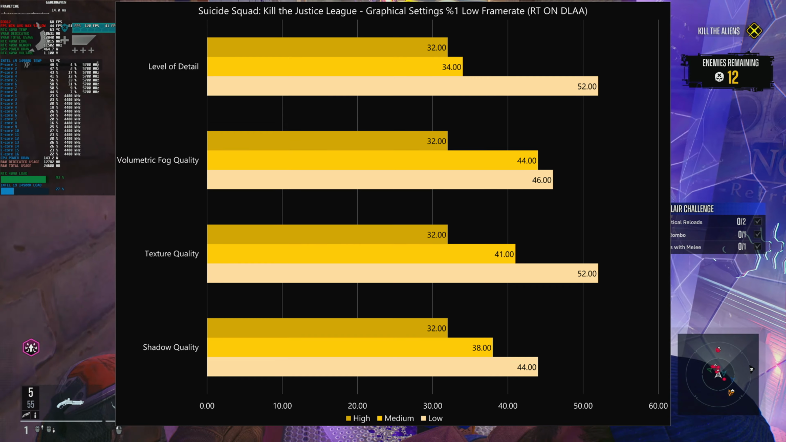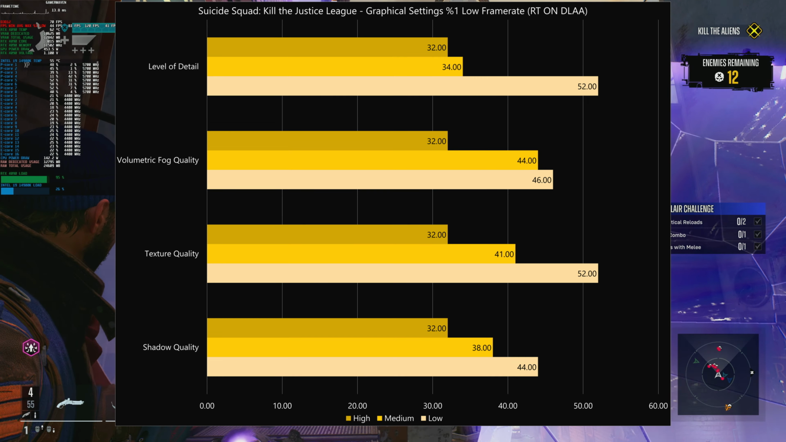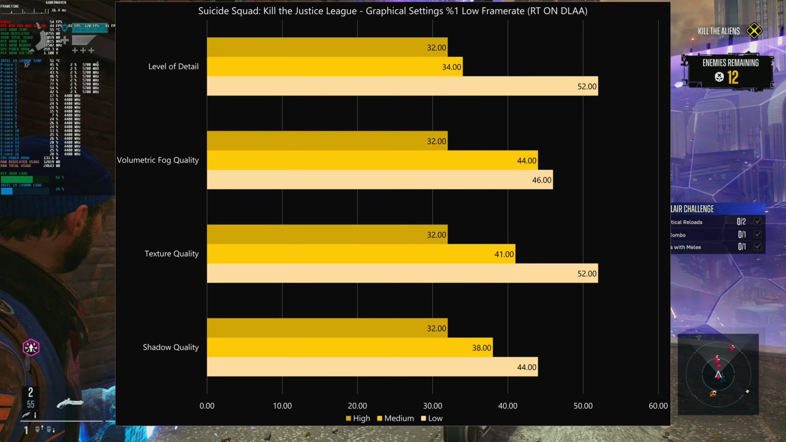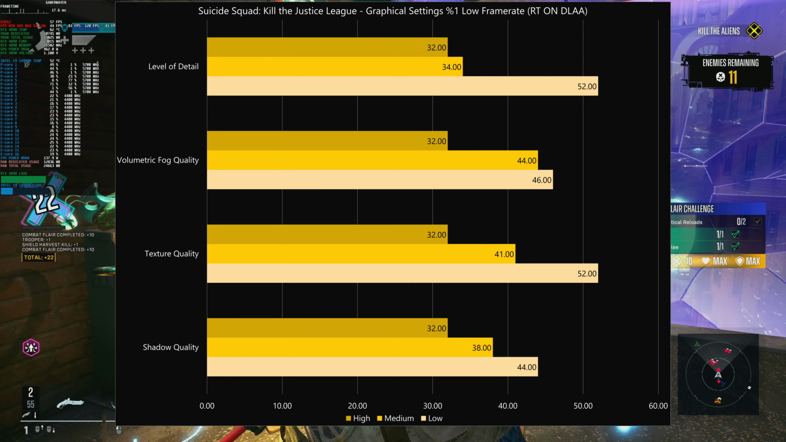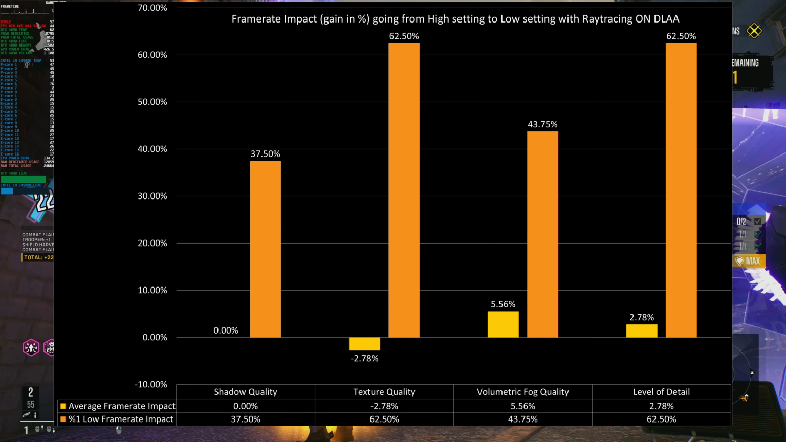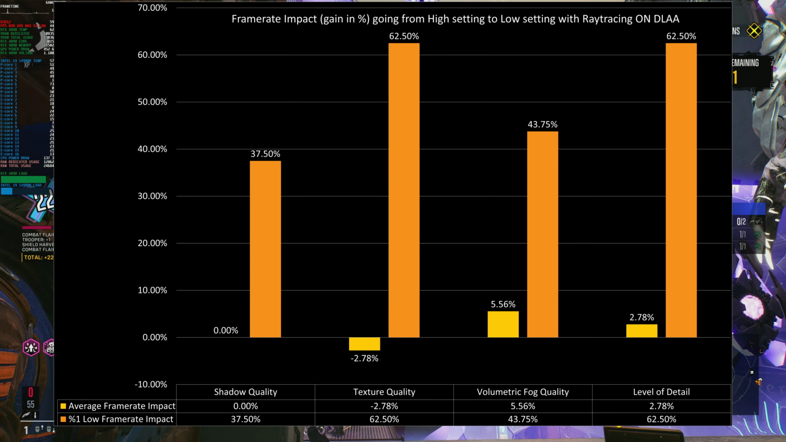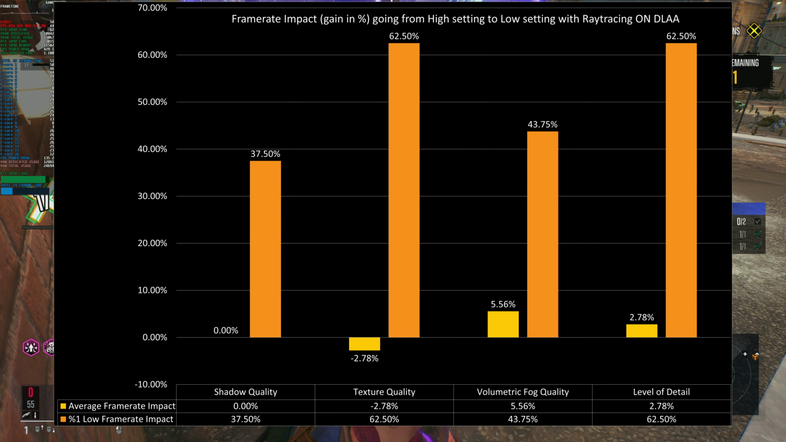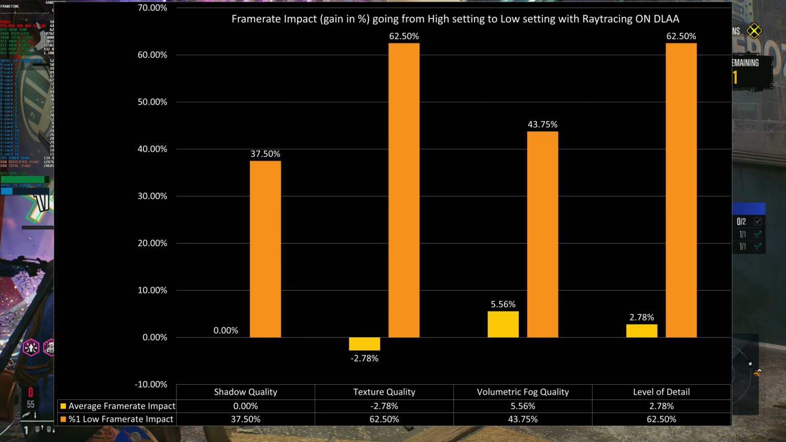It is important to note these results vary depending on many factors such as time of the day, weather, and number of reflective materials. We take into consideration the worst-case scenario we have found. It is very strange that changing the texture quality from high to low has a 62.5% increase in the 1% low frame rate, but the average frame rate is lower or very close to the initial value.